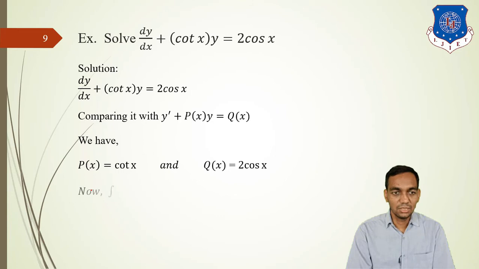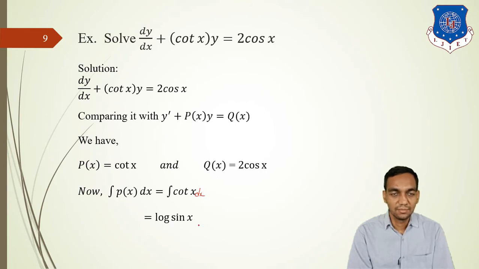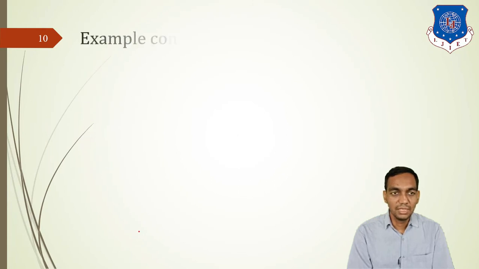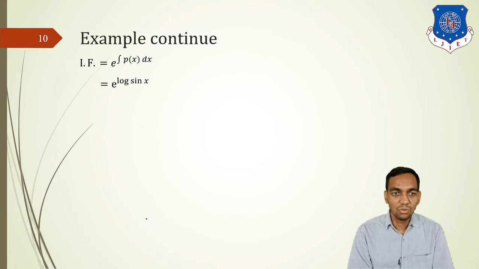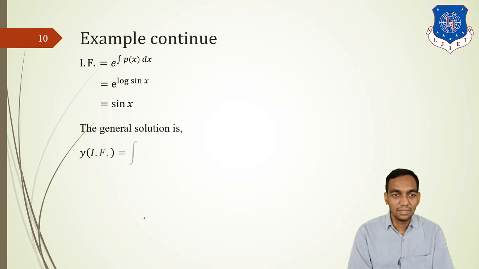So integration of P dx, that is integration of cot x dx, and that is nothing but log sin x. Now IF is going to be e raised to integration P dx, and that will be e raised to log sin x. So e raised to log cancels out and it will be sin x. So the general solution is y into IF is equal to integration Q into IF dx plus c.